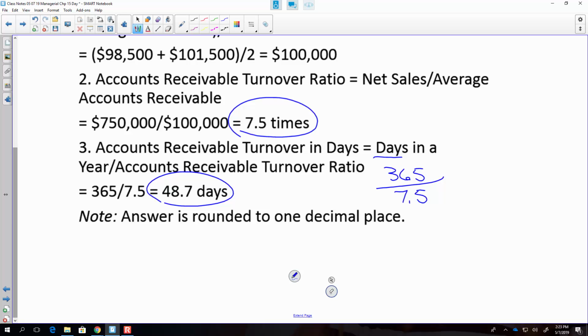So again, if 30 is our terms and we're collecting on average in 48 days, that's got to be improved if you can. So if we reduce these days, we get our cash sooner. That's the goal here, is to reduce the number of days outstanding. Get it closer to 30. That's what we're looking for. All right, let's stop here.